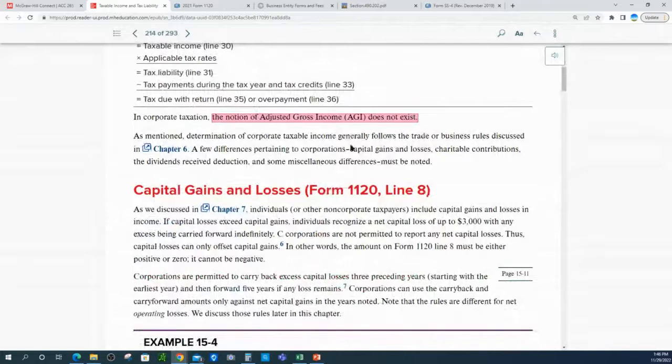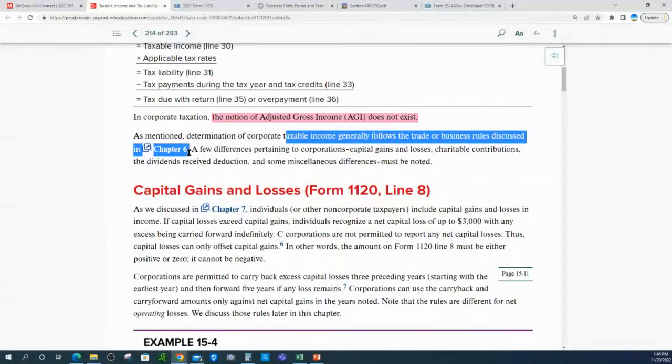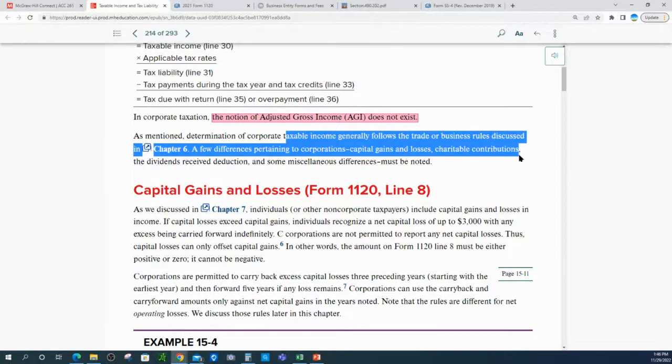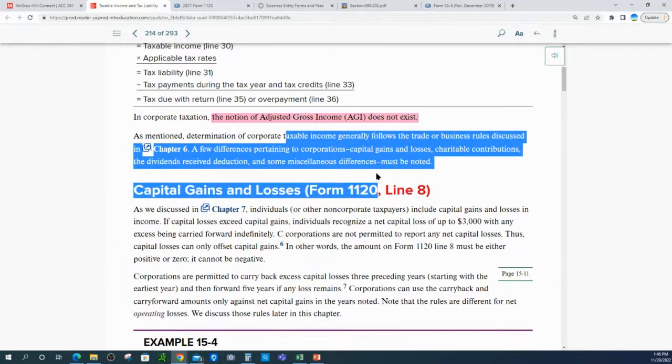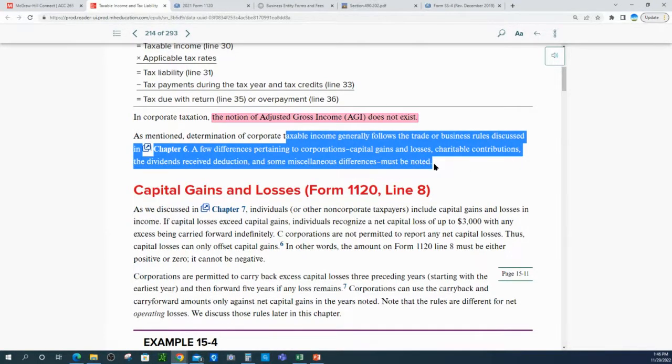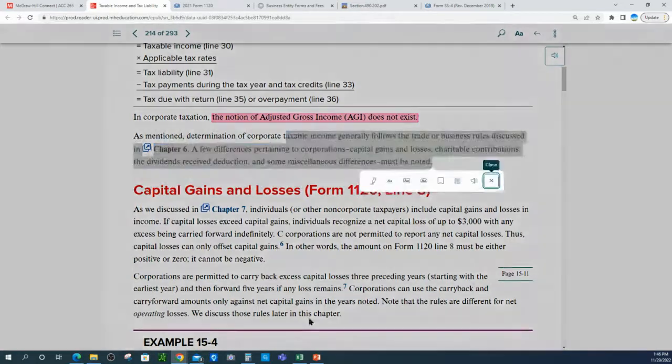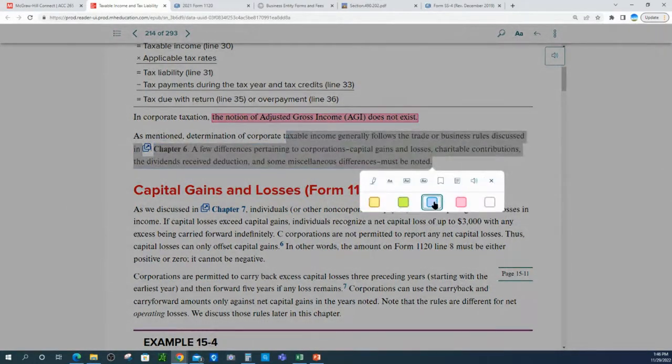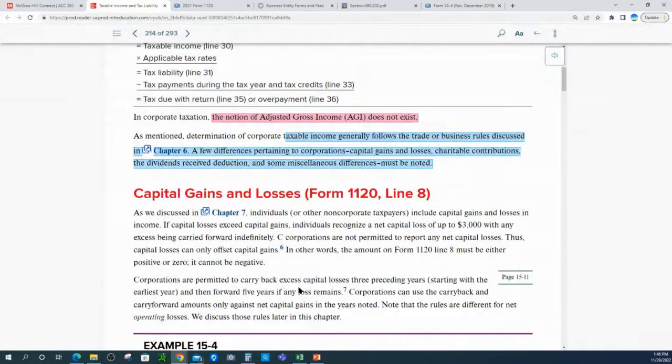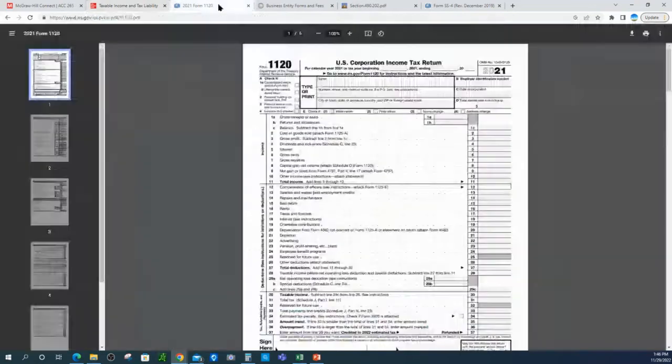The taxable income follows the same trade or business rules that were discussed in Chapter 6. There are a couple of differences: capital gains and losses, charitable contributions, and this dividends received deduction. And there are some other small differences as well. We're going to look at all of those. Okay. So that's the general calculation, and of course it follows the tax return, right? So it follows the format of the tax return right here.